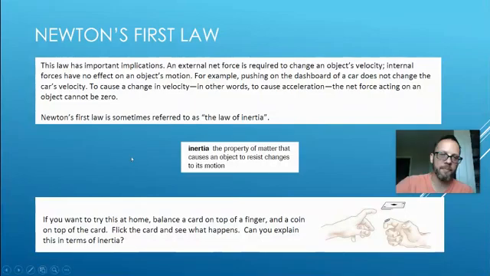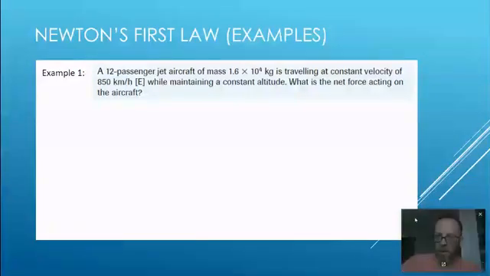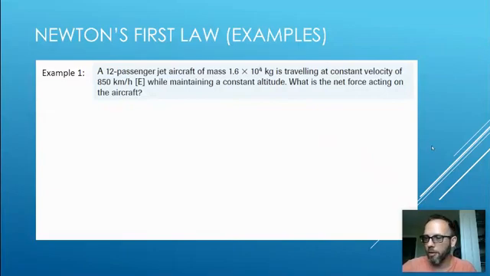Let's keep moving. So we're going to do a few examples, not too crazy for our first two, that illustrate Newton's first law. And we're going to draw a free body diagram for each and just talk about types of forces as we go.